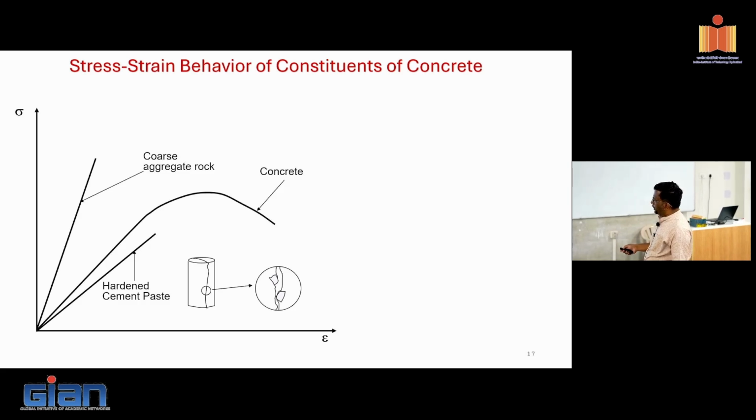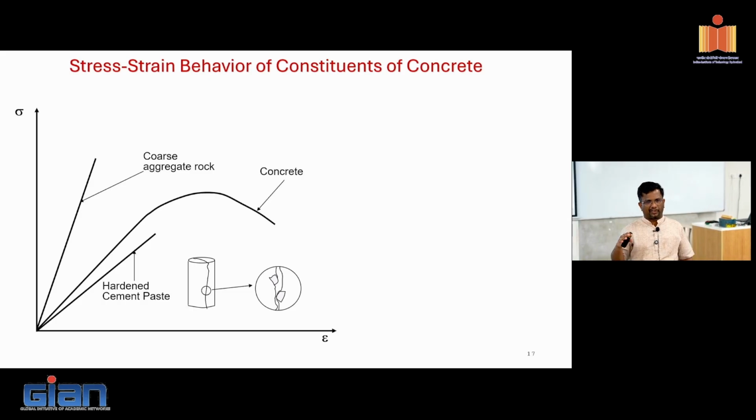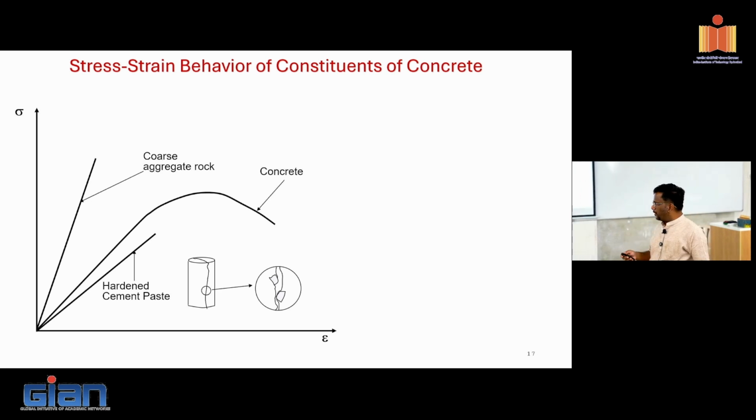And even if you look at the hardened cement paste, that is going to have a lower strength and stiffness than that of your coarse aggregate, right? But in concrete, what will happen is the crack will start at the interface, which is called the interfacial transition zone, and then it will grow into micro cracks and macro cracks and so on, and non-linearity will come in. So usually the stiffness of the concrete is going to be in between that of your coarse aggregate and hardened cement paste.